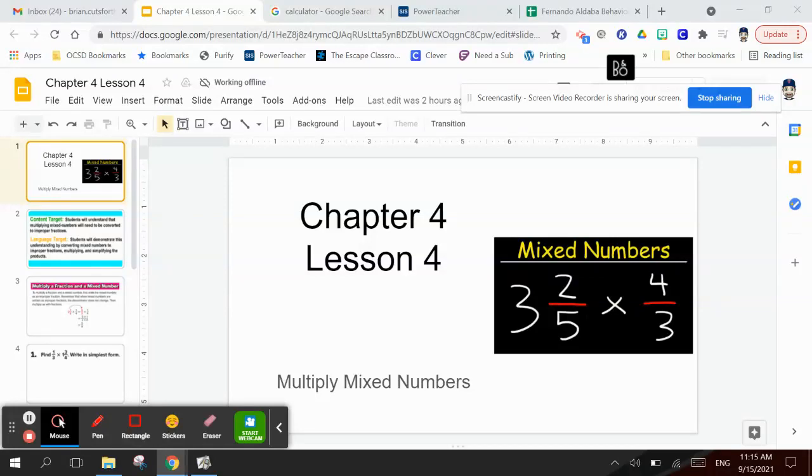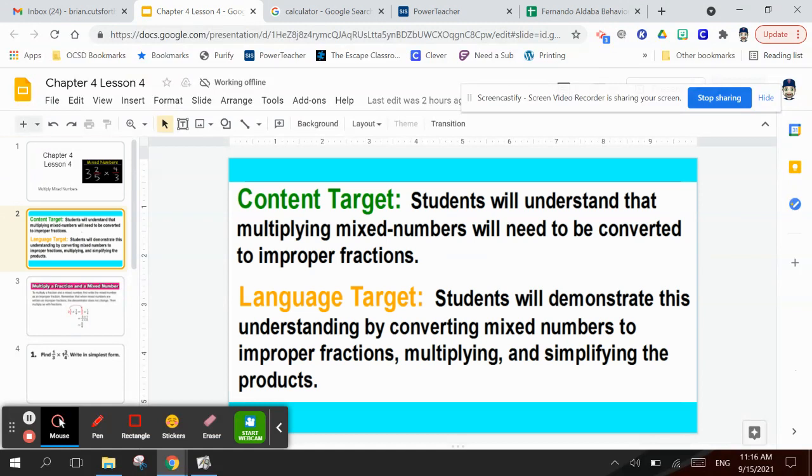Chapter 4, Lesson 4, Multiplying Mixed Numbers. Content target: students will understand that multiplying mixed numbers will need to be converted to improper fractions. Our language target today: students will demonstrate this understanding by converting mixed numbers to improper fractions, multiplying, and then simplifying products.